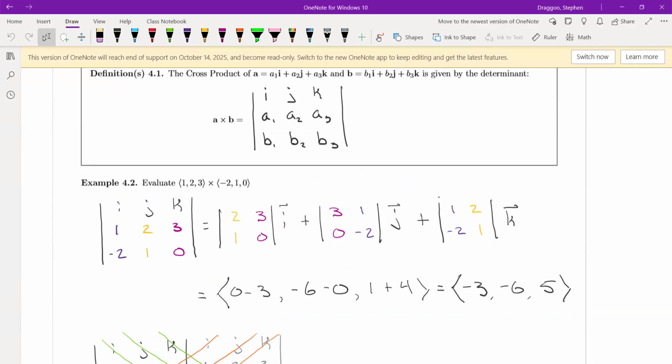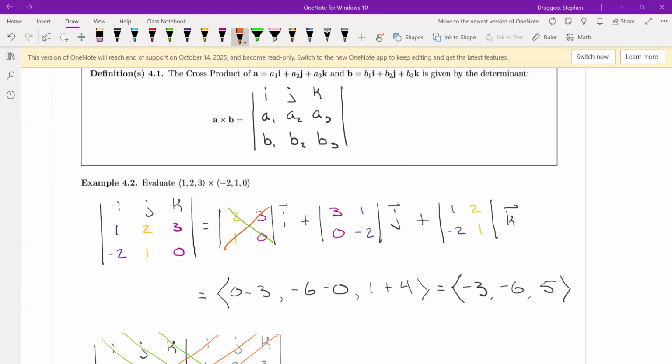The easiest way to calculate a cross product is as the determinant of the 3x3 matrix drawn up there: i, j, k across the top, our vector A across the middle, and our vector B across the bottom. So A cross B is the determinant of that matrix. To solve the 3x3 determinant, the best way is to break it down into smaller 2x2 determinants, where we multiply down one way and then subtract multiplying down the other way.